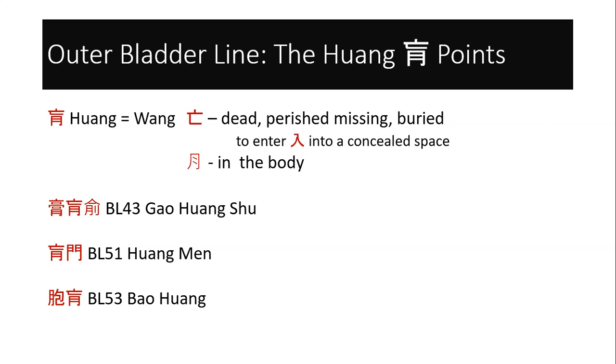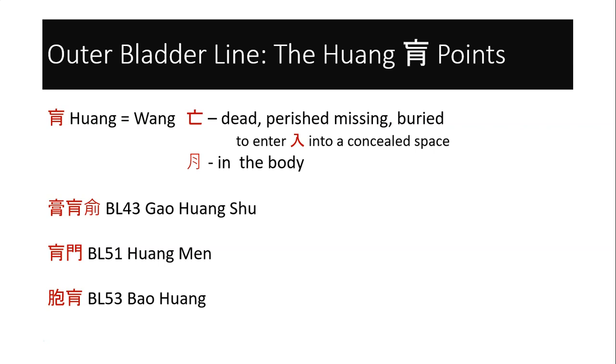Okay? And interestingly enough, we have a number of Shu points associated with Huang. So we have Huang Shu, kidney 16, and we have Gao Huang Shu, bladder 43. So what is missing in our body, okay, what is dead, but still has a Shu, a transportation capacity in the body. So that conceivably will be our ancestors or our DNA, our genetic code.